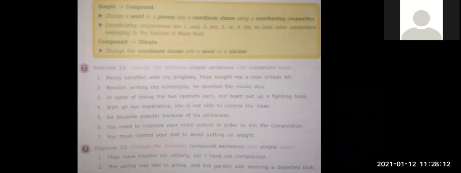This is a simple sentence, but when you convert this into a compound sentence, you need to put a sentence in the first part of the sentence. So it will become, Papa was satisfied with my progress. Note it down, children. This is the first sentence of your 12th exercise.